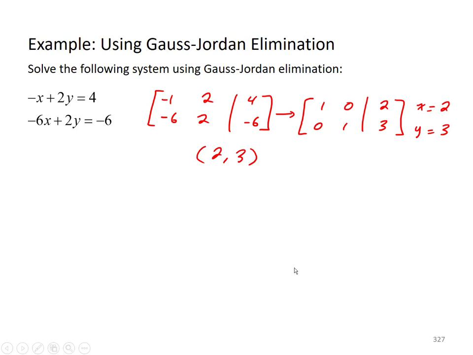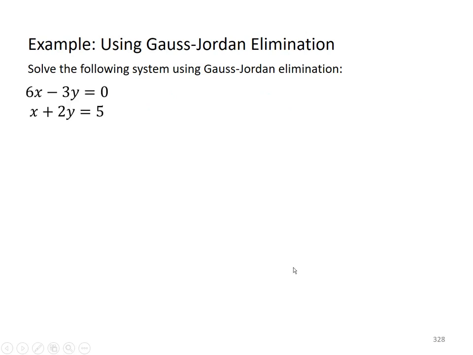Now our final example, solve the following system using Gauss-Jordan elimination. My first equation is 6x minus 3y equals 0, which will make my augmented matrix have a first row of 6, negative 3, 0. My second equation is x plus 2y equals 5, which will mean my augmented matrix has a second row of 1 for the coefficient, 2 for the y coefficient, and a constant of 5.